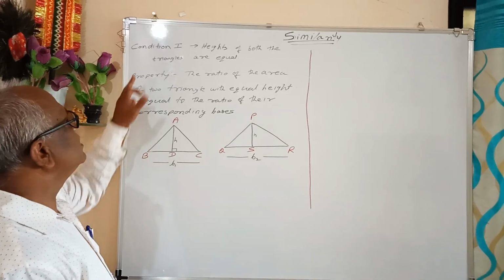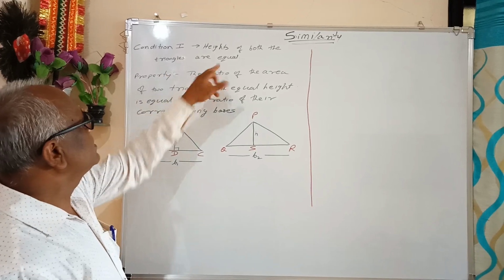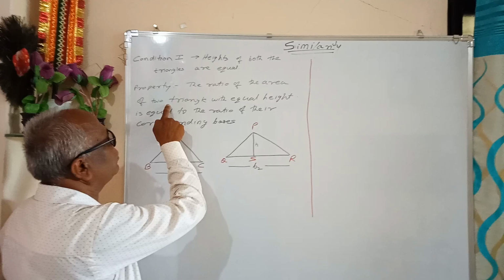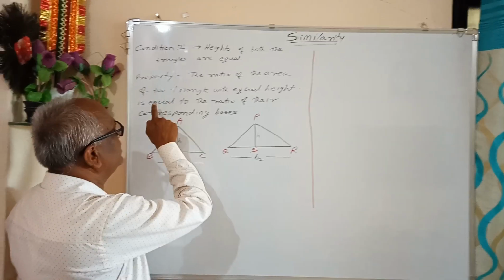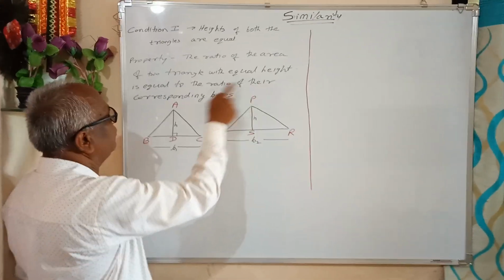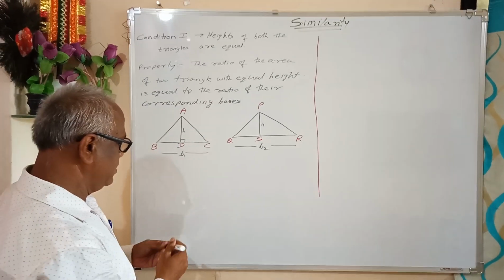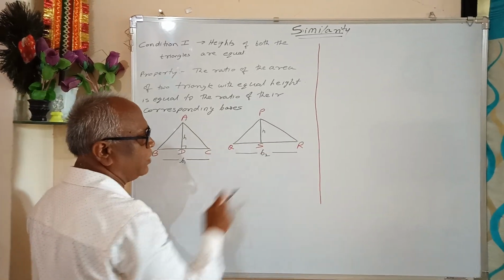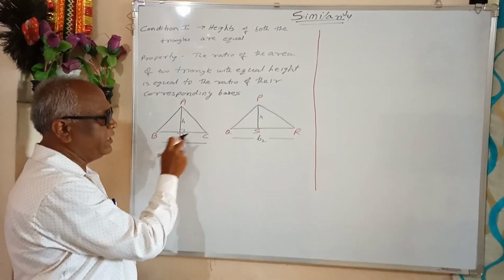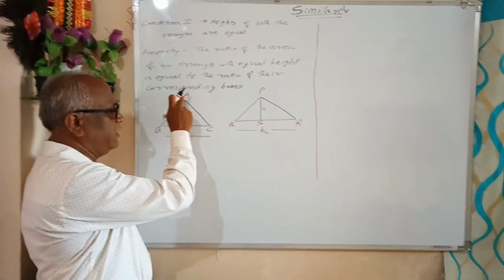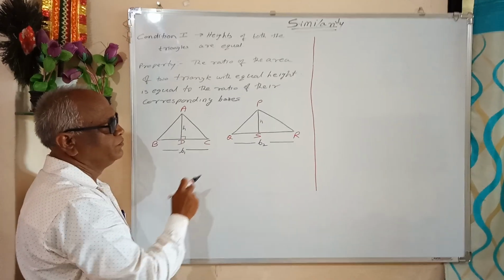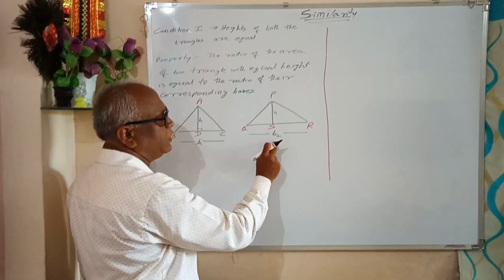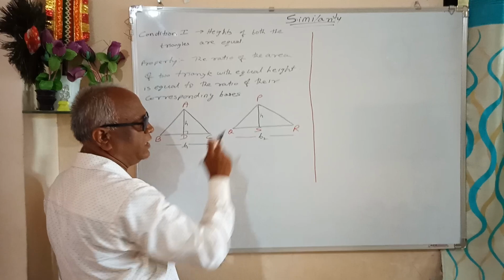Now we are taking condition 1, the heights of both the triangles are equal. That is, the property is that the ratio of the areas of two triangles with equal height is equal to the ratio of their corresponding bases. Here we have taken two triangles, triangle ABC and triangle PQR. In triangle ABC, base BC is B1, height AD is H. In triangle PQR, base QR is B2 and the height PS is H.